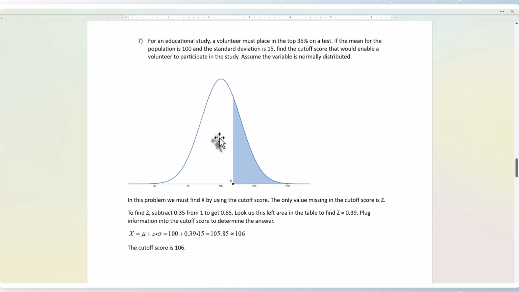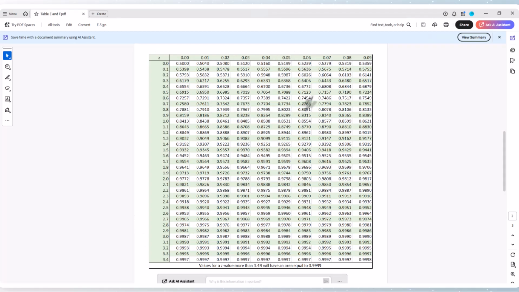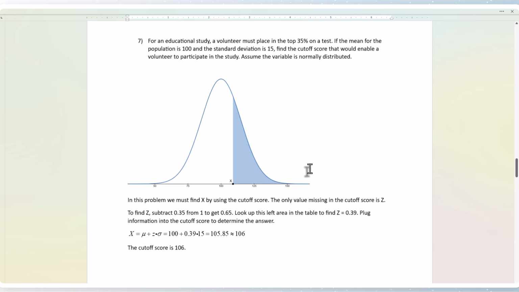We can then look up the left area in our table. So we're looking for the area closest to 0.65, and it happens to be this area here, 0.6517. Look to the left, it's 0.3. Look up, 0.9. So the z-value is 0.39.